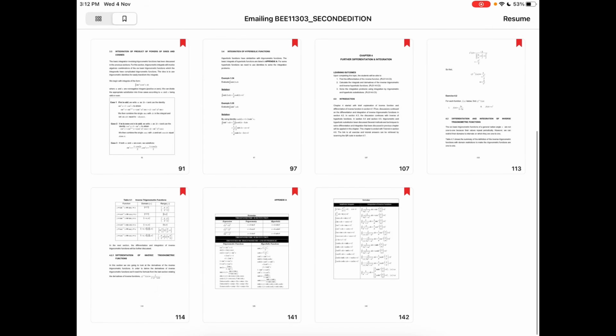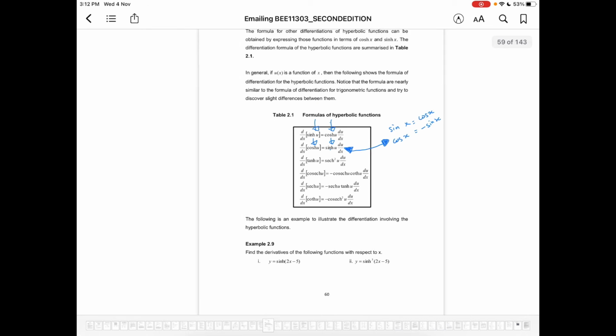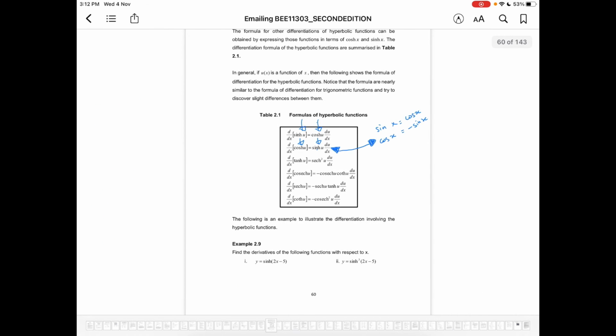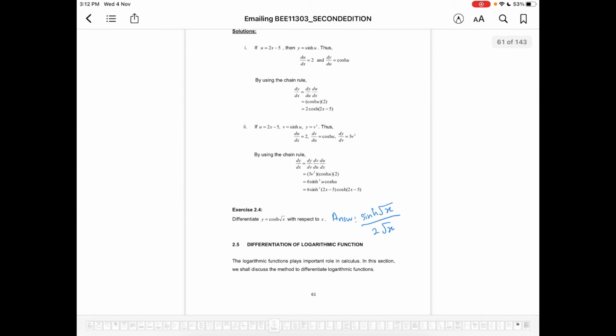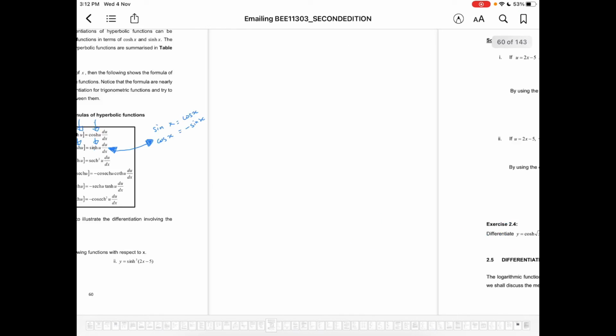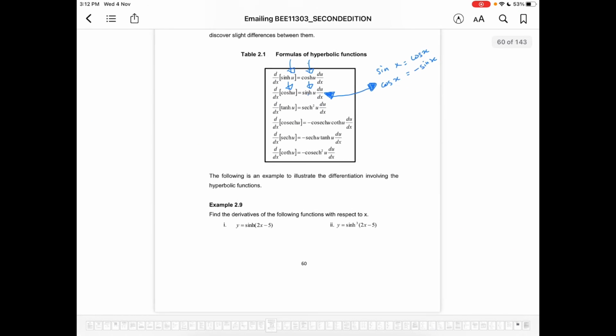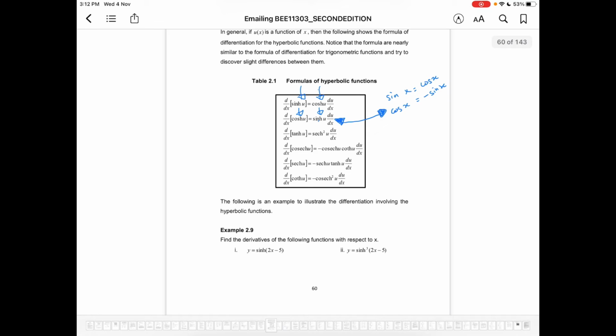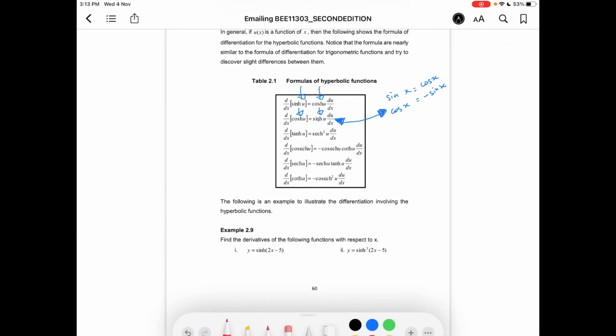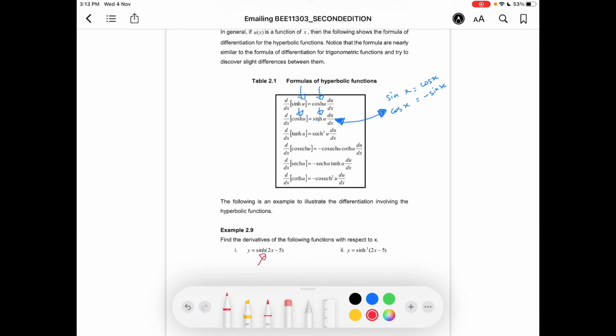So we go back to this one, differentiation of hyperbolic functions. Let's see some examples. Like I said just now, the way you differentiate this kind of function, for hyperbolic functions, is very similar.